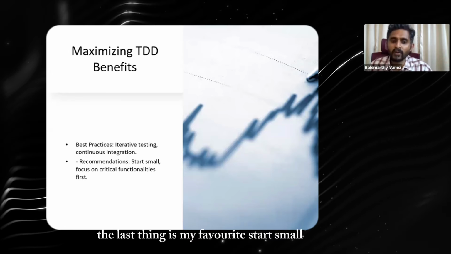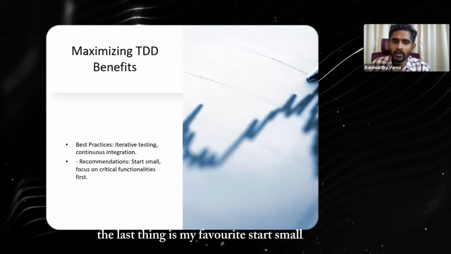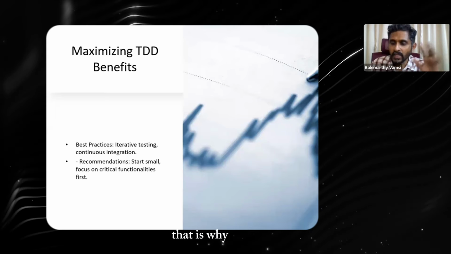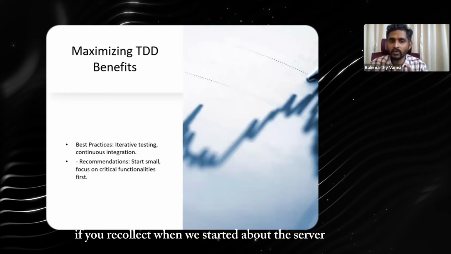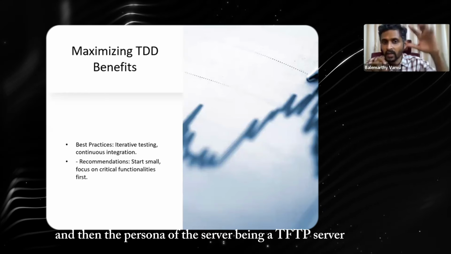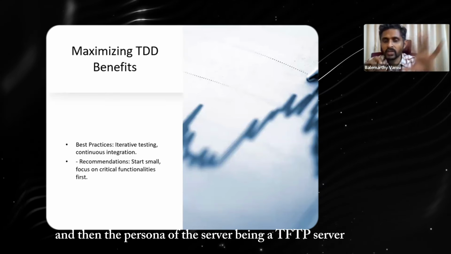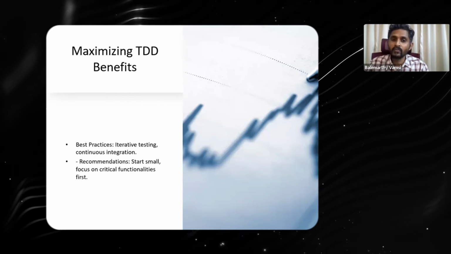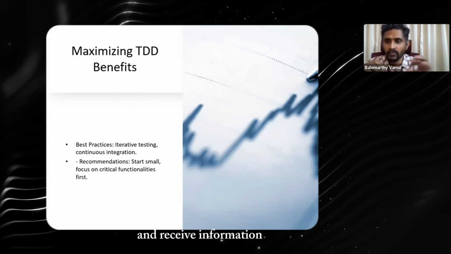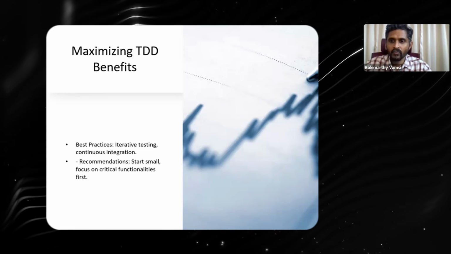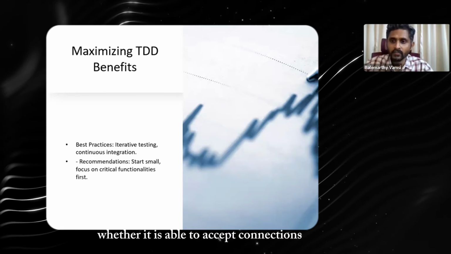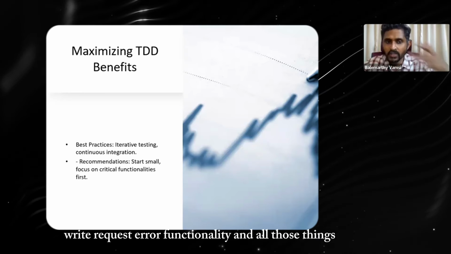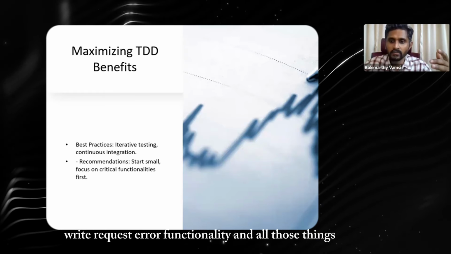The last thing is my favorite. Start small, focus on critical functionalities first. That is why, if you recollect, when we started with the server and the persona of the server being a TFTP server, I told you to first test whether the server is able to send and receive information, whether it is able to accept connections. Then you bring in the TFTP parts of read request, write request, error, functionality, and all those things.